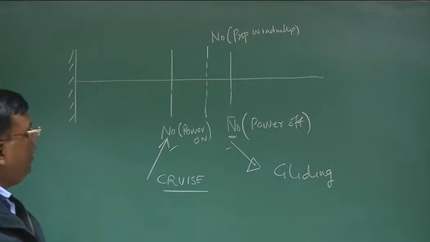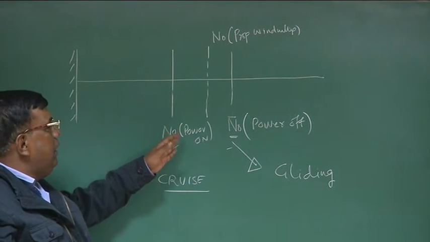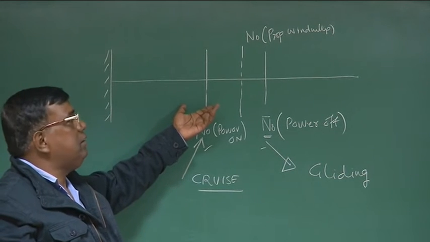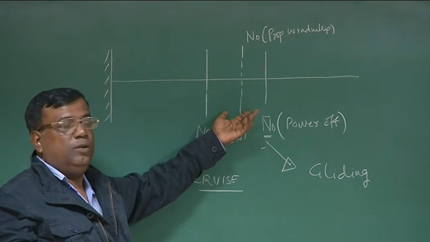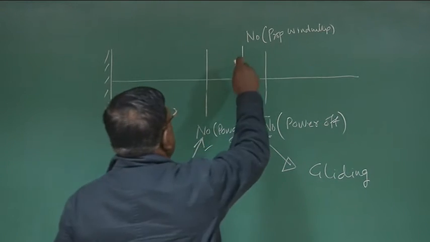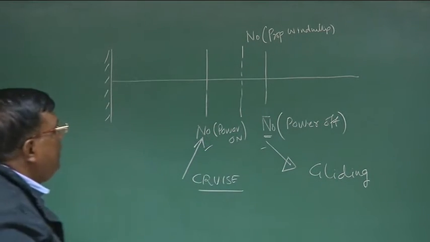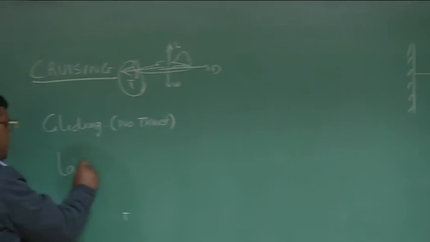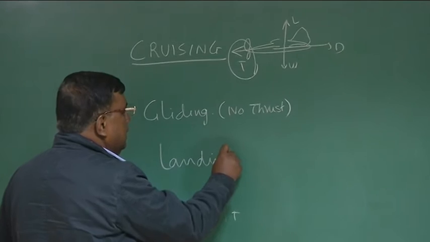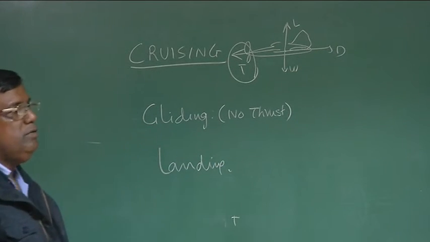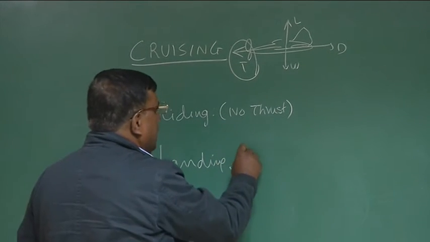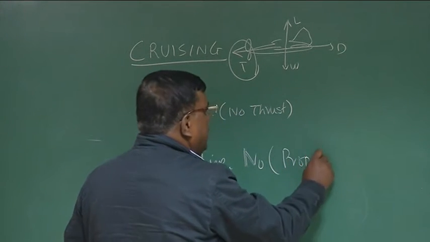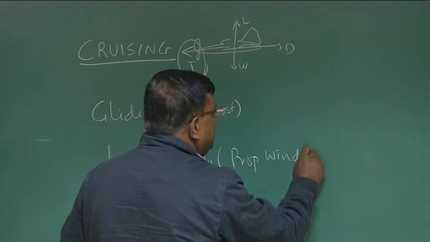However, it will not be less than N naught power on, because there the full thrust, or appreciable thrust, is there. Here it is only windmilling, right? Okay. So this is the limit for N naught propeller windmilling. And when that has to be used, now you know if it is landing, then wherever I want to use the stick fixed neutral point, I will be using N naught propeller windmilling.